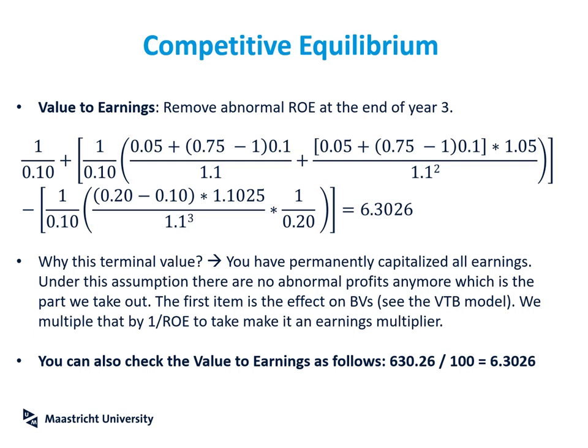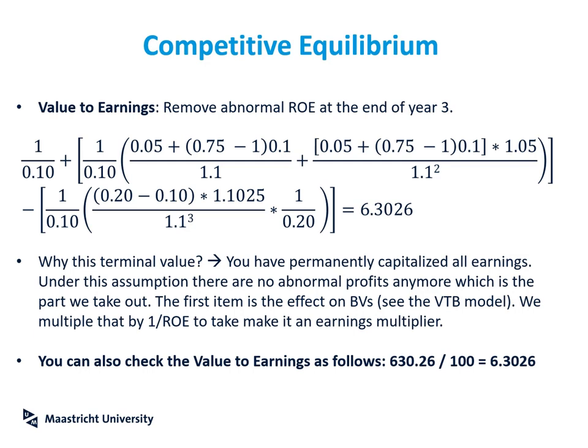And then we need to remove any abnormal profits that we had at the end of the forecast horizon, because the competitive equilibrium assumption says that there are no abnormal profits anymore. And that's what we're doing here. So we're removing the last abnormal profit that we had. And for that, we will use the value to book terminal value.